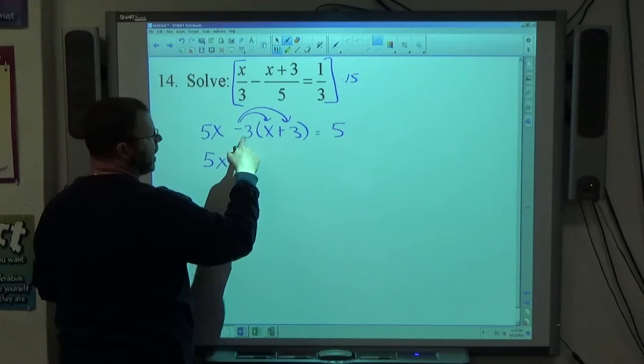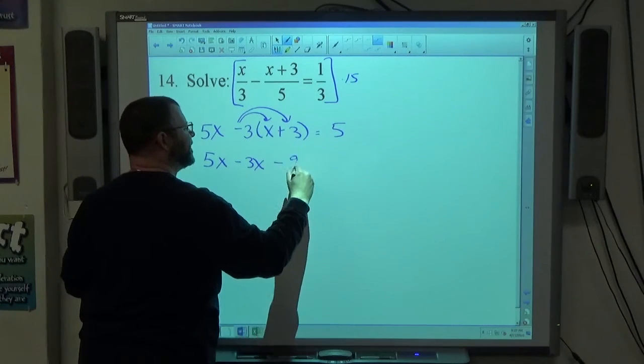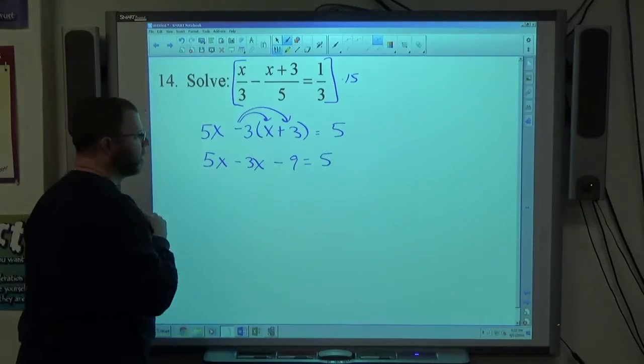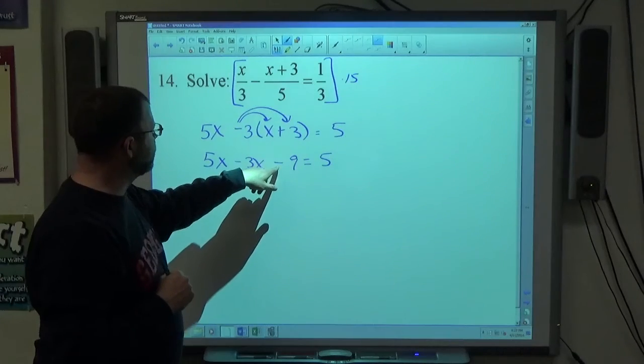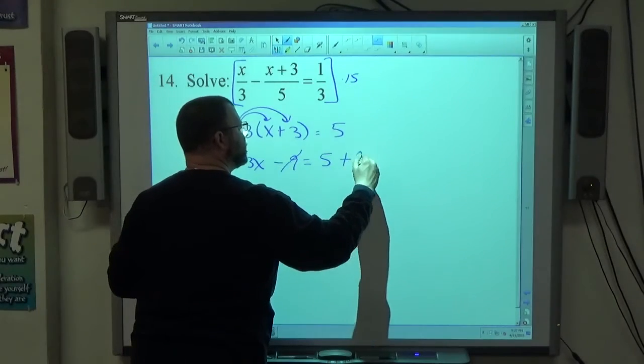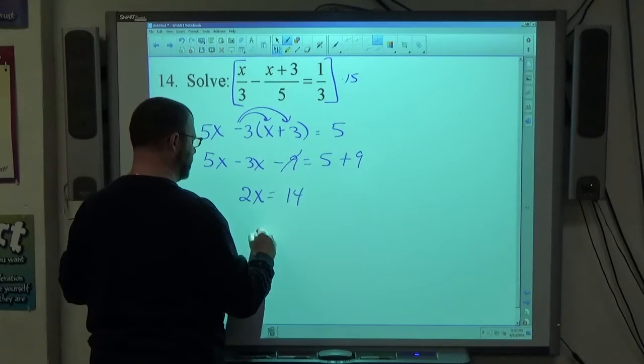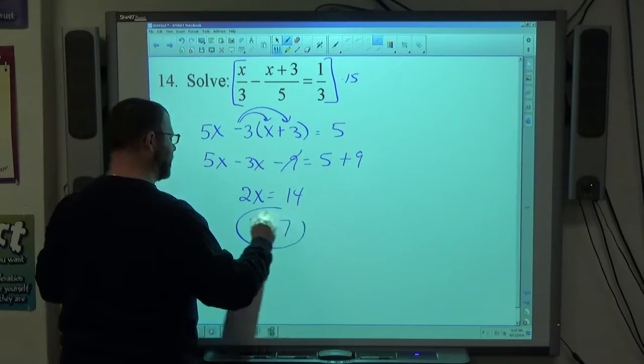5x is 5x, minus 3 times x is minus 3x. Minus 3 times plus 3 is minus 9 equals 5. Okay, so that minus sign there is one that's frequently missed, be careful with that. Minus 9 moves over as a plus 9. 5x minus 3x is 2x. 5 plus 9 is 14. Divide by 2, we get x equals 7.